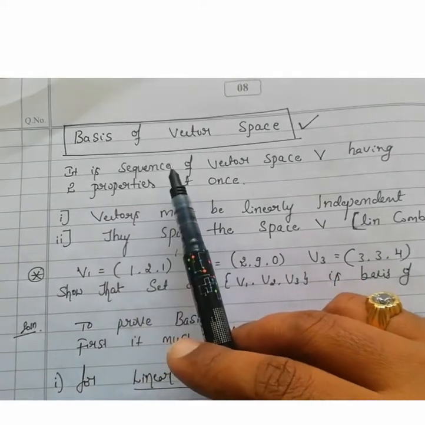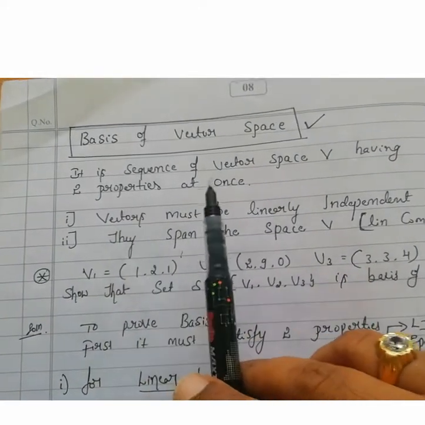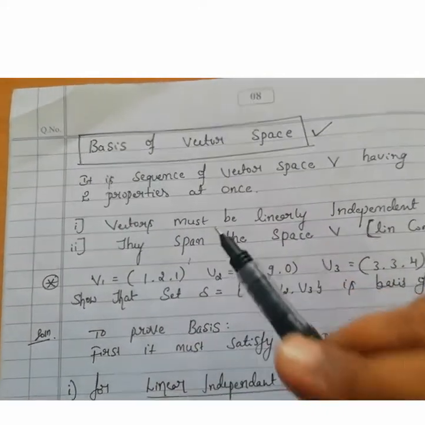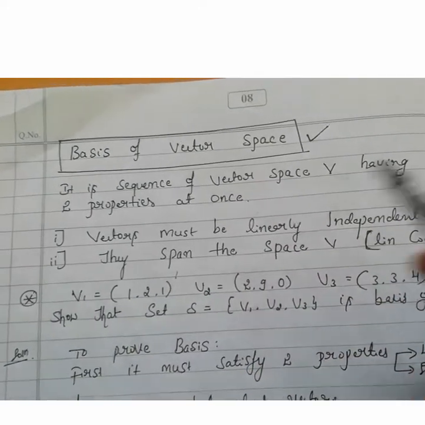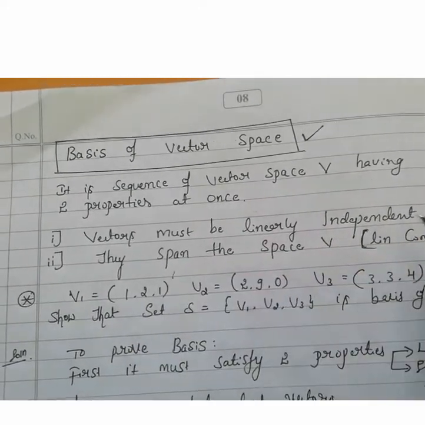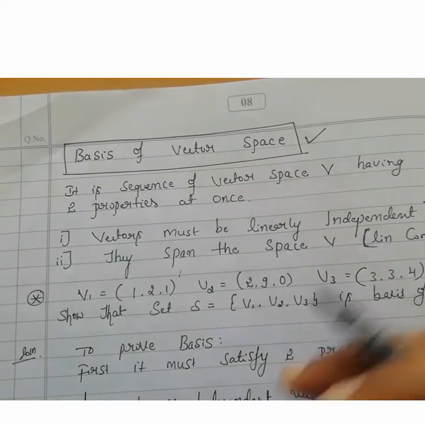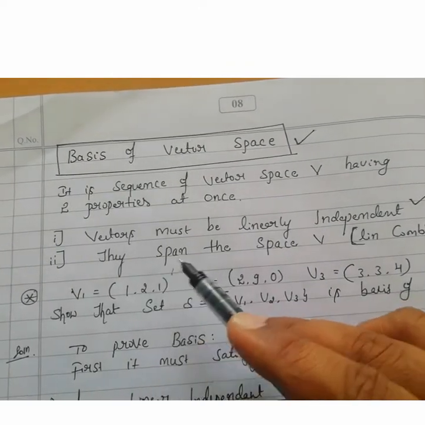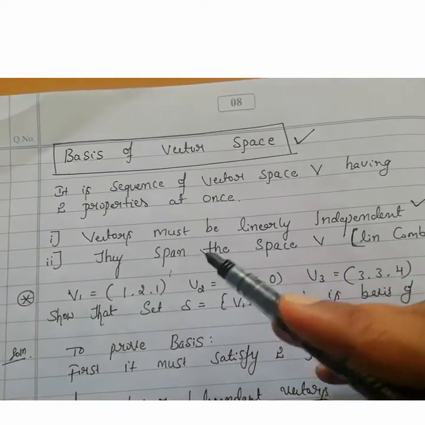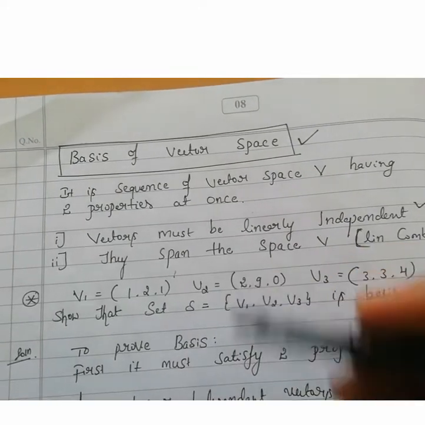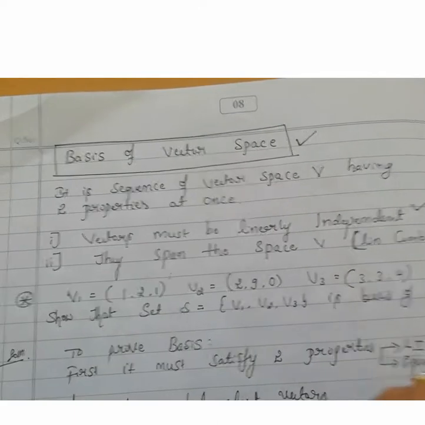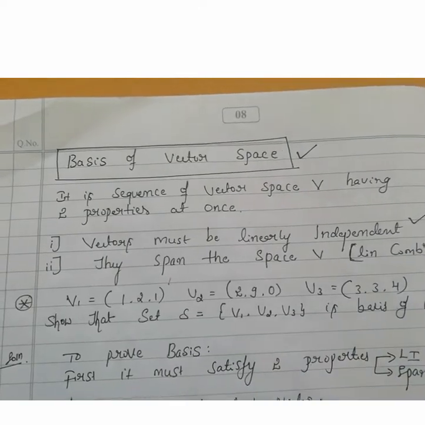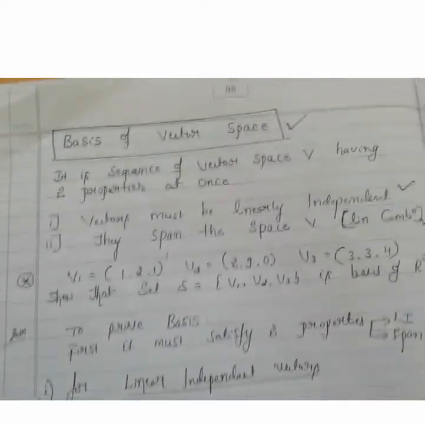It is a sequence of vectors in the vector space having two properties at once. It must consist of some vectors and satisfy two important properties. What are those two important properties? The given vectors must be linearly independent. Linearly independent means we take the linear combination and make the right hand side 0. And it must span the space. Spanning the space means every vector of the space must be a linear combination of the given set of vectors. So we have to take the linear combination to check that.